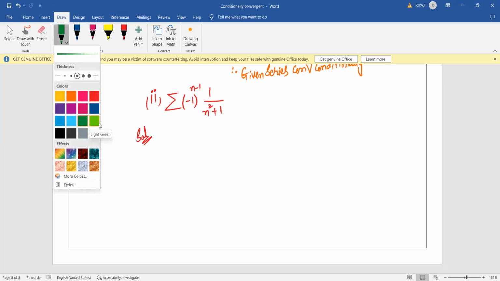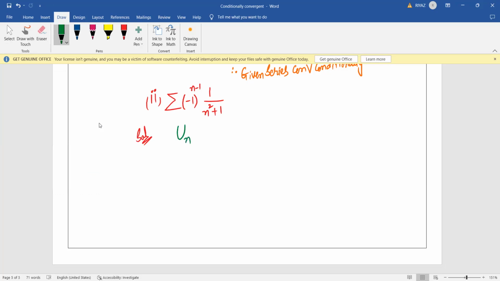Okay, the summation value is nothing but our un value. un is equal to minus 1 to the power of n minus 1, times 1 by n square plus 1. So let me go for the summation of mod un value.